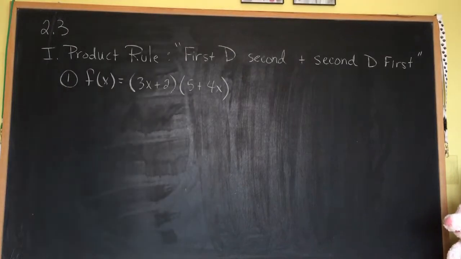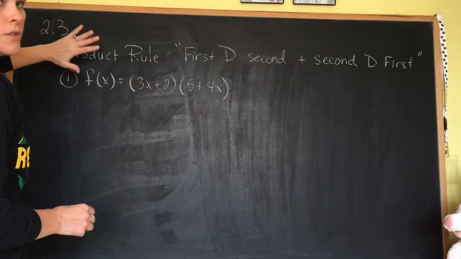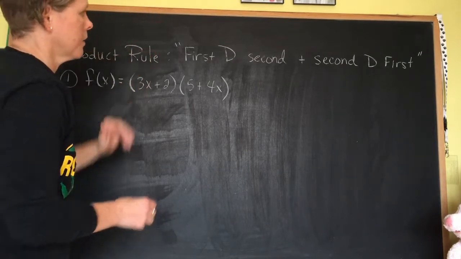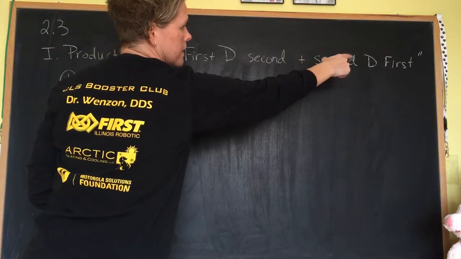Today we're going to be doing 2.3. Okay, so here's the first one. First part is we're going to do derivatives using what's called the product rule. Okay, so it's a catchphrase here to help us out. The phrase is first d second plus second d first.